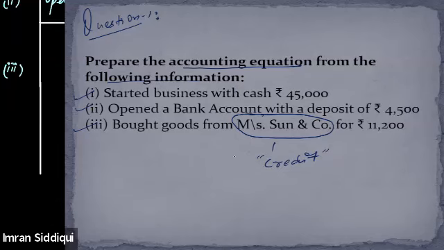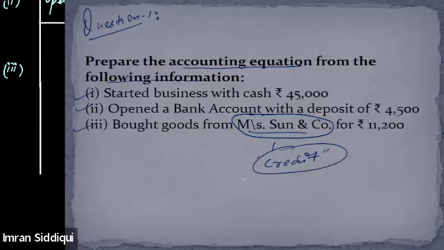Got it? See, if the goods are purchased on cash, the cash should be written in the question. If it's written in the format like bought goods for rupees 11,200, we would have simply presumed that goods must have been bought on cash. But this time, the question is mentioning the name of the supplier from whom we are purchasing. So whenever the name of the seller is given, we would simply presume that goods must have been purchased on credit. Is that clear?